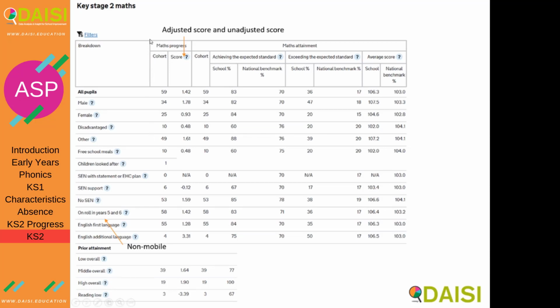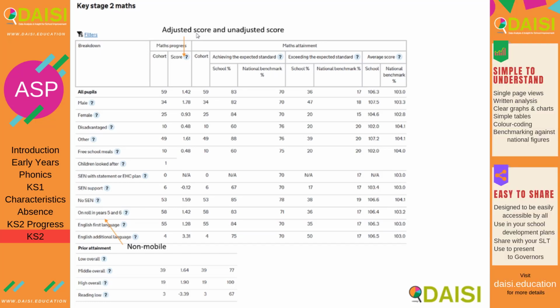You have then your maths or reading or writing progress cohort, and you used to have just one score, your progress score. You now have your adjusted score and your unadjusted score. Your adjusted score takes account of pupils who scored underneath the floor, the bottom 1% of all pupils, so that they have raised that individual progress up. So I would use the adjusted score and completely ignore the unadjusted score. That cohort, by the way, of course, is just the cohort of pupils who have a Key Stage 1 average point score.